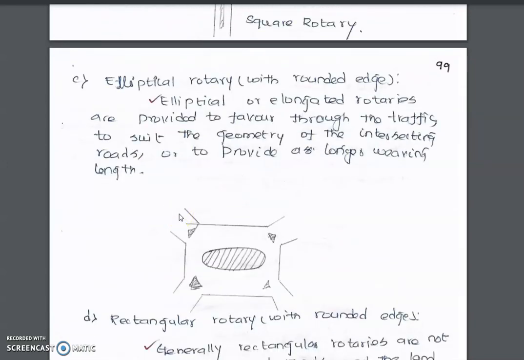Then the third one is the elliptical rotary, with rounded edges. The elliptical or elongated rotaries are provided to favor through traffic, to suit the geometry of the intersecting roads, or to provide a long weaving length. So this is the elliptical rotary section.